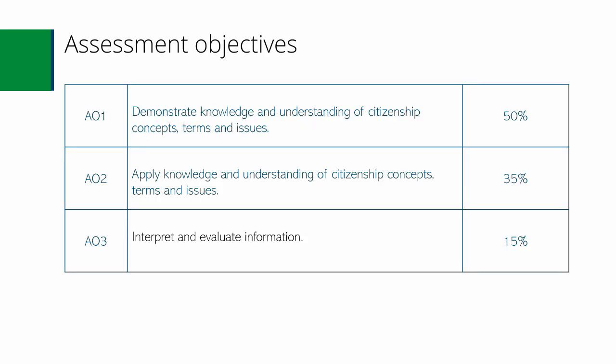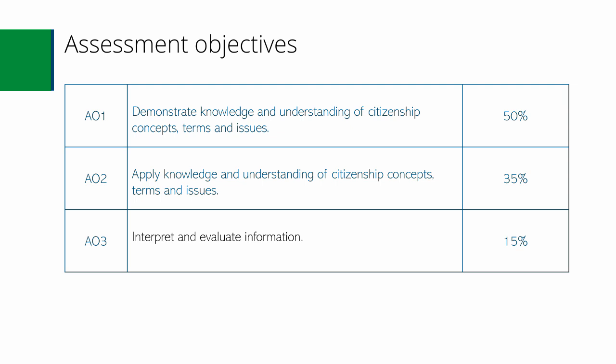The assessment objectives for the test are as follows. AO1, Assessment Objective 1, is a demonstration of knowledge and understanding. 50%, half the marks of the exam, are reserved for this. This is where students can tell us what they've learned during the course. Questions will be straightforward. What does such and such a term mean?